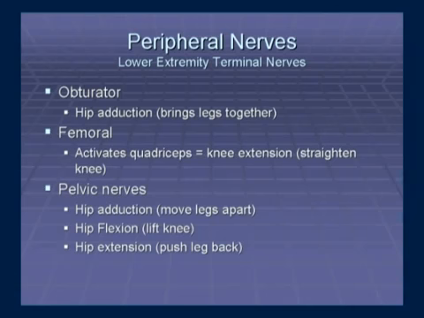So the obturator is a nerve that will innervate your leg to cause hip adduction. That brings your legs together. Adduct means bring it towards the body. The pelvic nerves will help with hip abduction, which is the exact opposite of that. The femoral nerve is the nerve that innervates your quadricep muscle on the top of your thigh. That's a very powerful knee extensor that straightens out your leg.